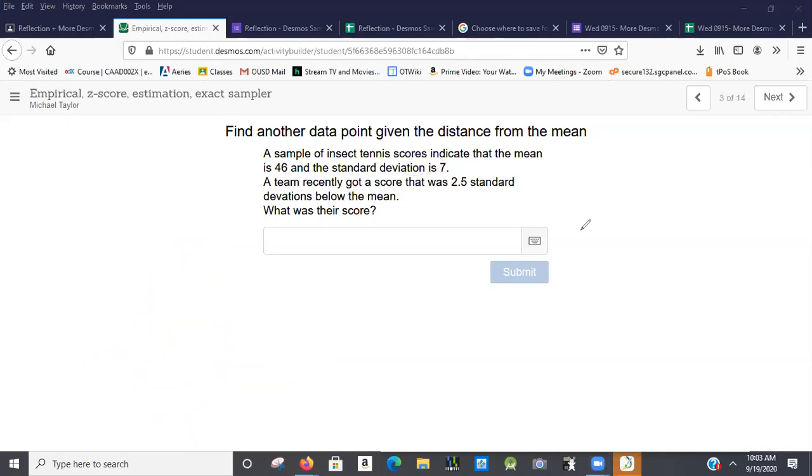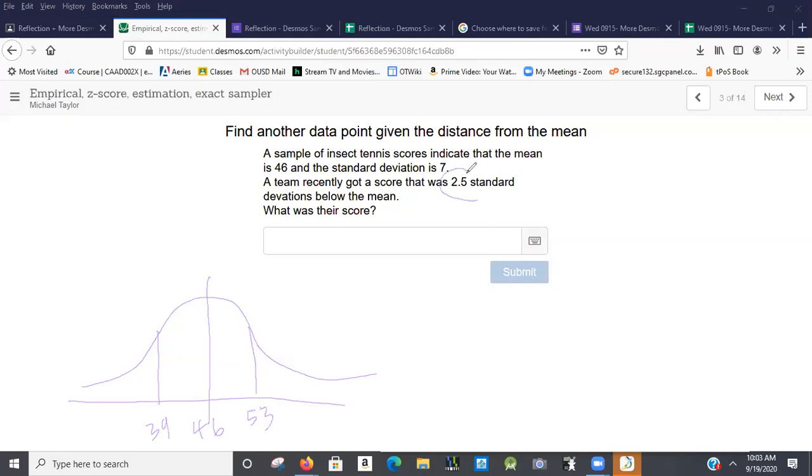All right, some random sport called insect tennis. Mean is 46, standard deviation is 7. So once again, this is what my curve looks like. Until you're super comfortable doing this, I would always draw the curve. Standard deviation is 7, which means 1 standard deviation down is 39, and 1 standard deviation up is, what is that, 53?